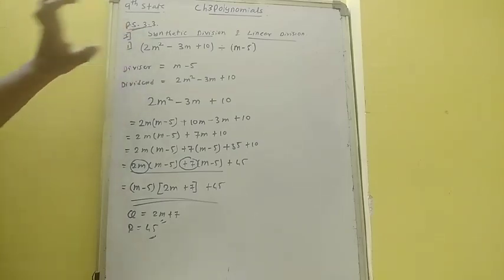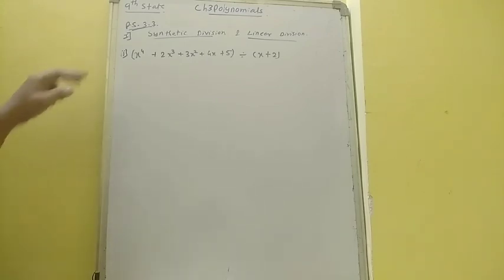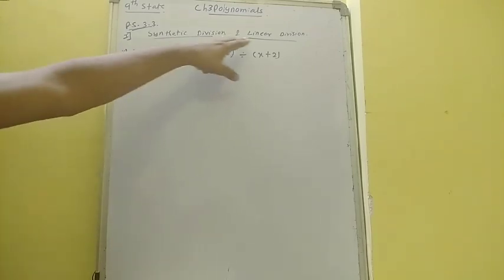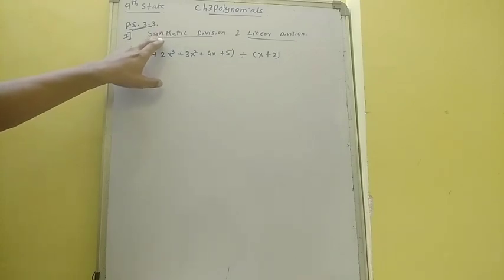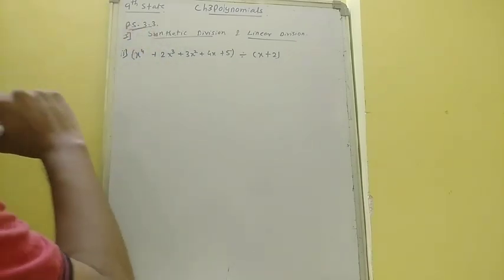Now we will do the synthetic division. I'll do one thing. I'll solve all the sums first by linear division method, and then again all the sums by synthetic division. So we'll do the next sum using linear division. Now we are solving the next sum by linear division method, and all the sums of the synthetic division method I will do together.